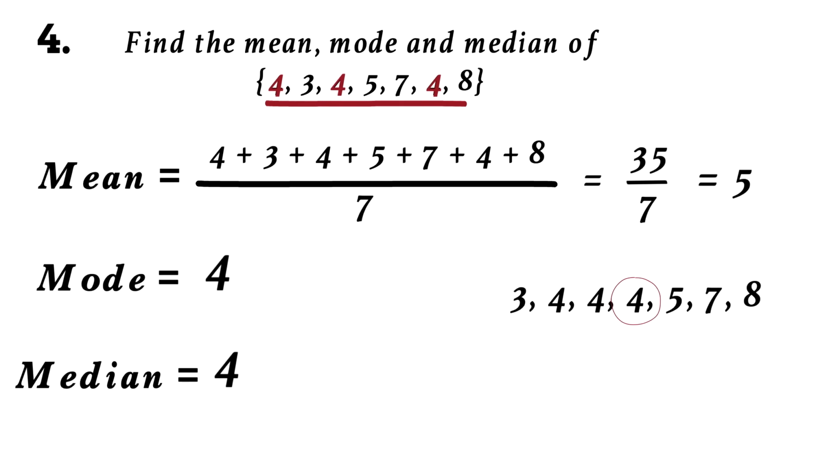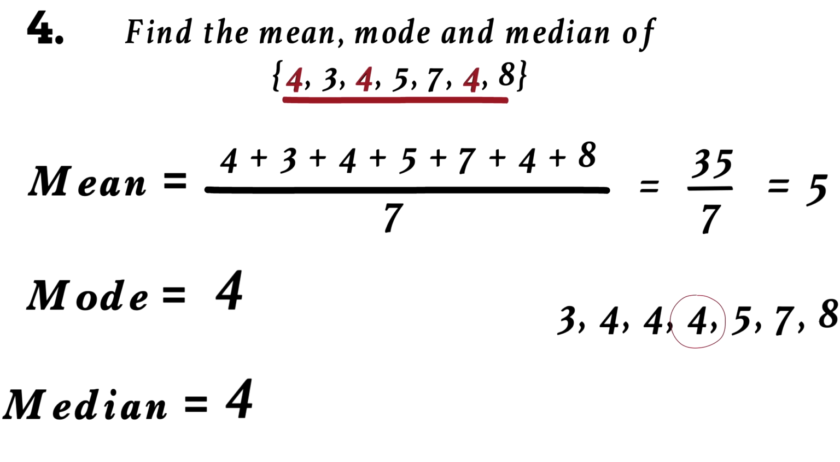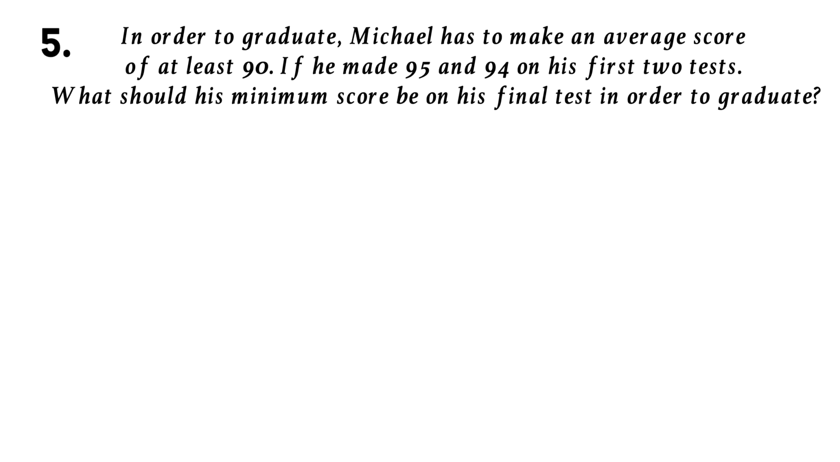Okay, let's look at a more complex question. Question 5. In order to graduate, Michael has to make an average score of at least 90. If he made 95 and 94 on his first 2 tests, what should his minimum score be on his final test in order to graduate?